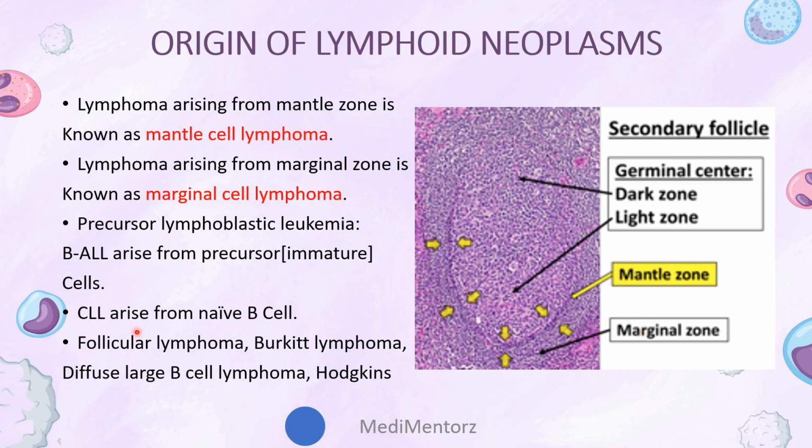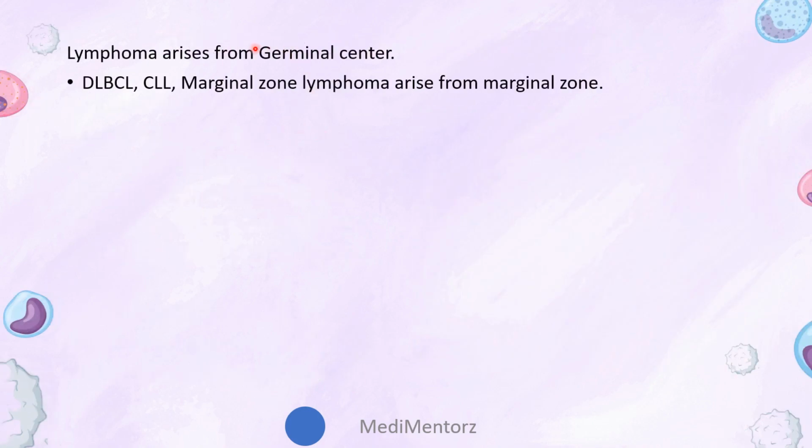You should also know that CLL, which is chronic lymphocytic leukemia or lymphoma, arises from naive B cell. This I'm going to explain in the next slide. Follicular lymphoma, Burkitt lymphoma, diffuse large B-cell lymphoma, and Hodgkin lymphoma all arise from the germinal center. And DLBCL, CLL, and marginal zone lymphoma arise from the marginal zone. You may ask how DLBCL comes at 2 sites. Sometimes DLBCL may arise from the 2 sites. DLBCL, CLL, and marginal zone lymphoma arise from the marginal zone. So moving on to the next slide.